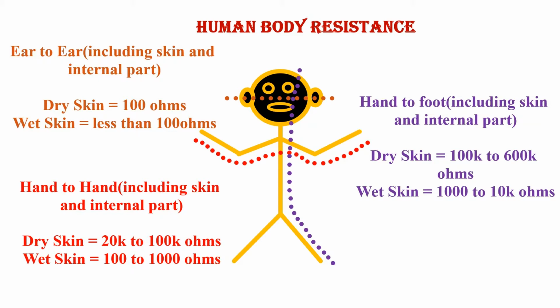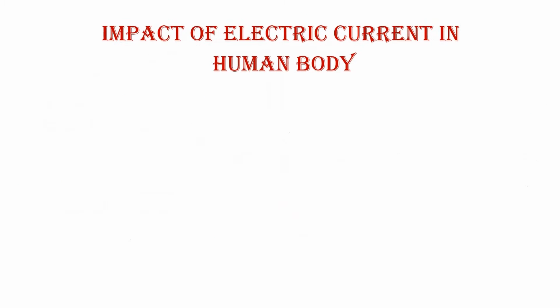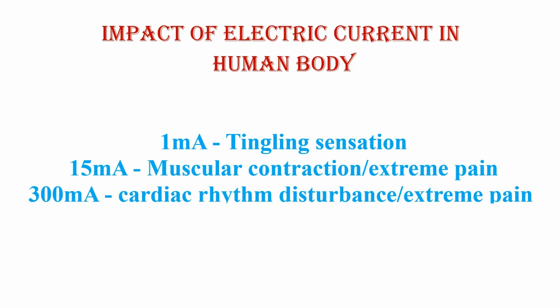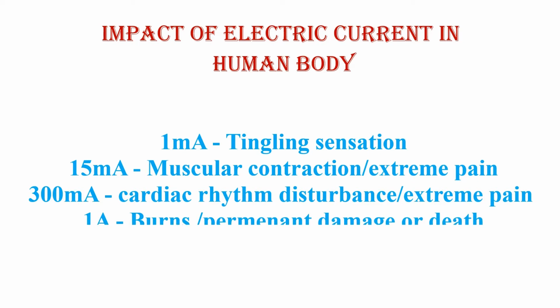Now we will look at the effect of electric current on the human body. The effect of electric current on the human body is very interesting. Let's look at it. For a current up to 1 mA, the body feels a kind of vibration, called a tingling sensation. For a current up to 15 mA, the body feels extreme pain, and the muscles start contracting. For a current up to 300 mA, severe heart disturbance occurs. For a current up to 1 A, permanent damage or death occurs.